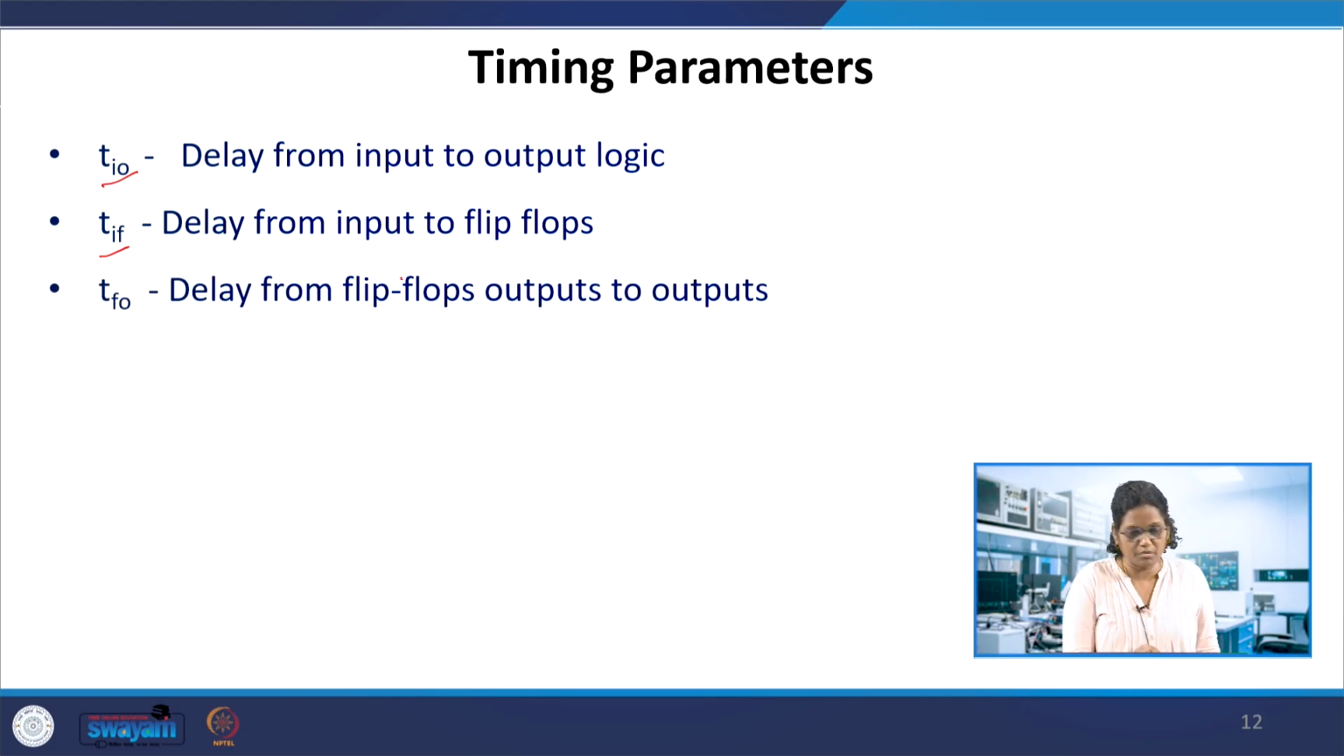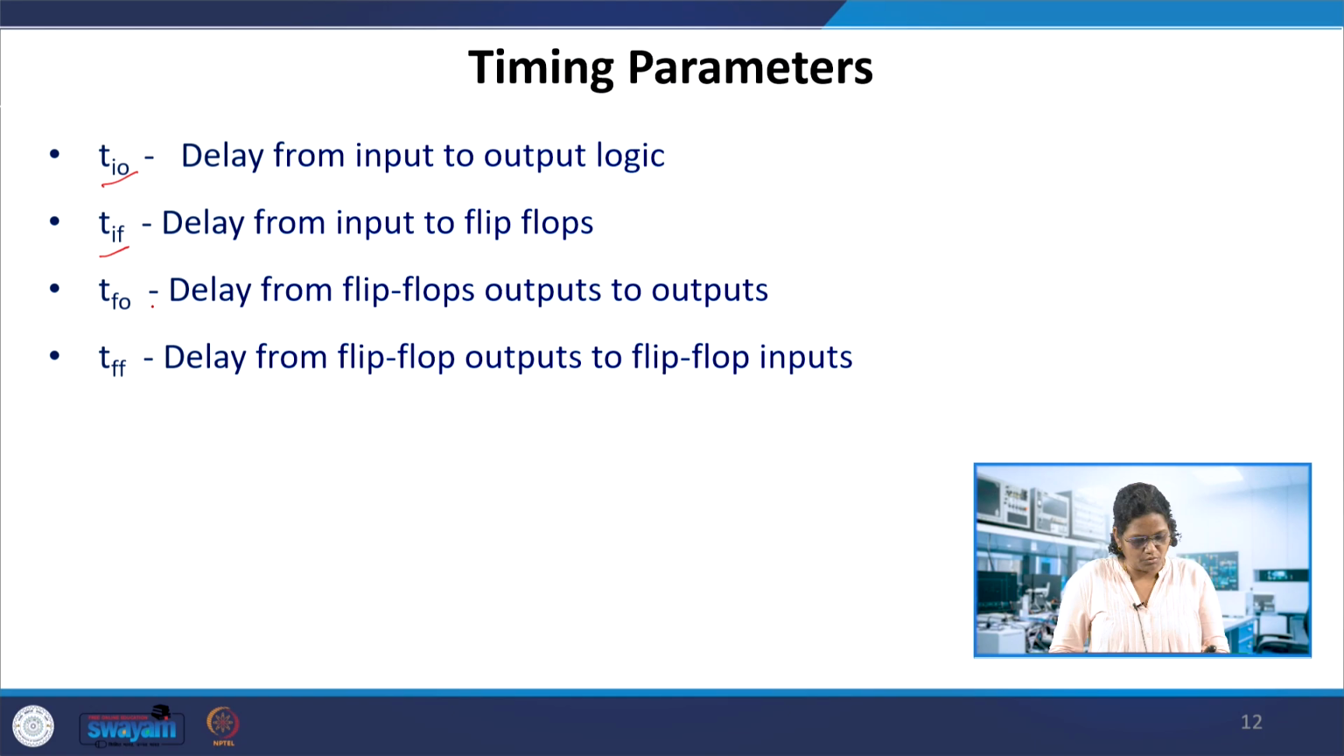And then the delay from flip flop outputs to output. So the current state, the flip flop outputs to the output logic, that is TFO, F and O. And FF is the flip flop output to flip flop input. So it has a feedback also, flip flop output to flip flop input. So that is FF.